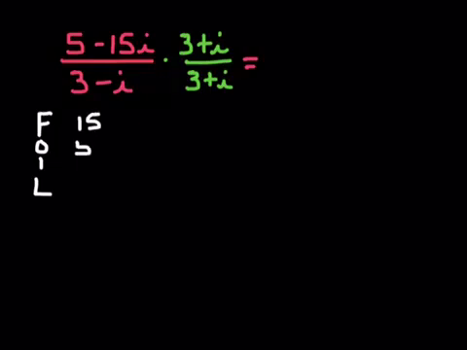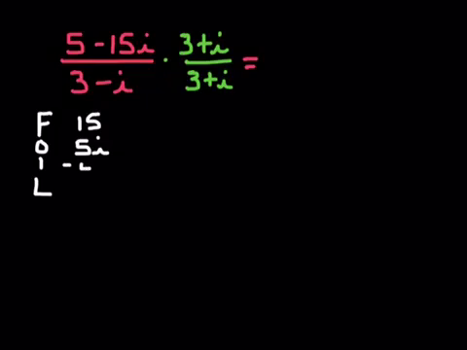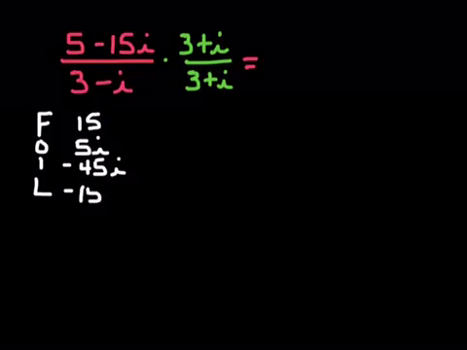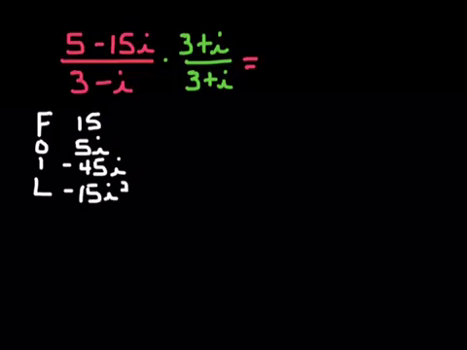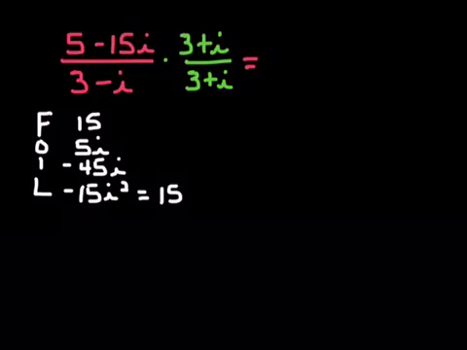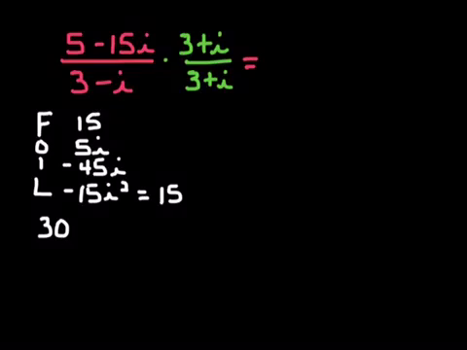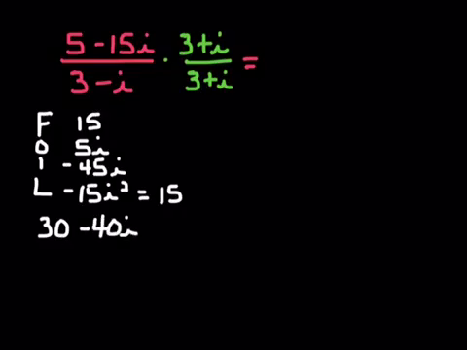5 times i, 5i. 3 times negative 15i, negative 45i. Last would be negative 15i squared. This will be negative 15 times negative 1, which is a positive 15. Okay, adding the real parts, I have 15 plus 15 is 30, and 5i minus 45i is minus 40i. That's my numerator. 30 minus 40i.